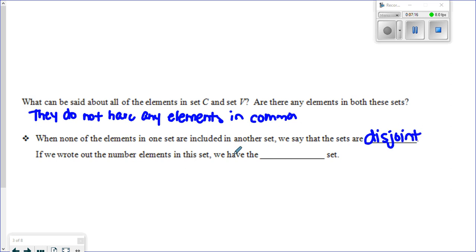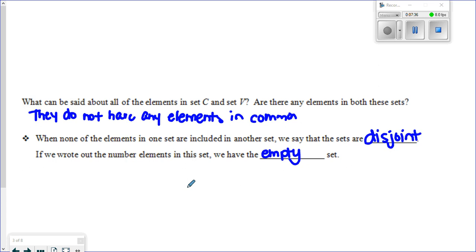If we wrote out the number of elements in this set, we would have the empty set. We'll talk about empty set stuff later, but if we're saying that these two things have nothing in common, the set of them is empty. There would be nothing housed within it.